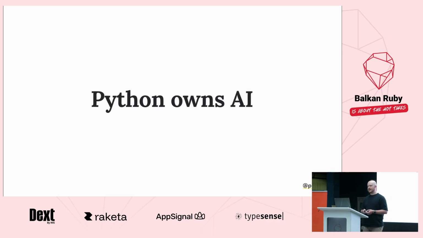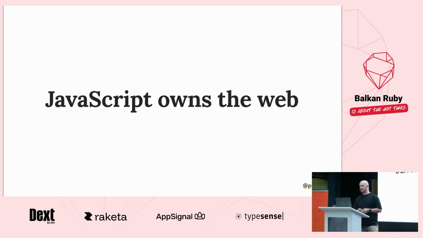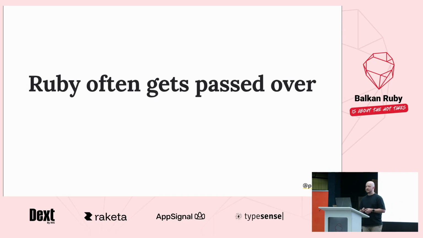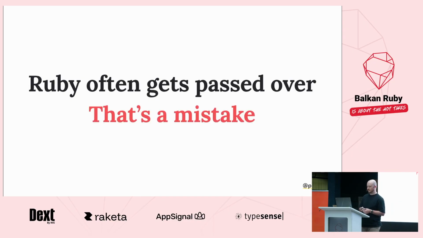So Python owns the AI space. I used to be a data scientist before, and we had NumPy, SciPy, PyTorch, all of the AI training libraries. JavaScript owns the web, obviously, because it's the one language that can rule them all. And Ruby often gets passed over, which I think is a mistake.